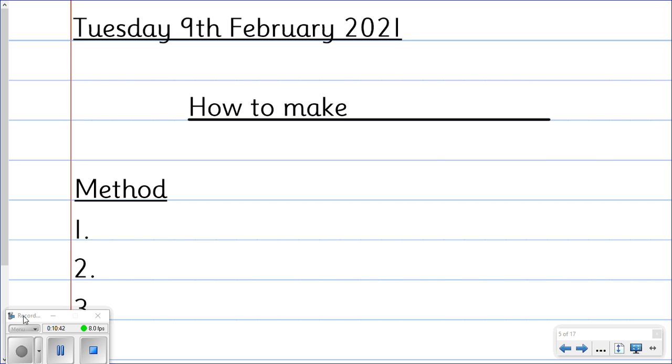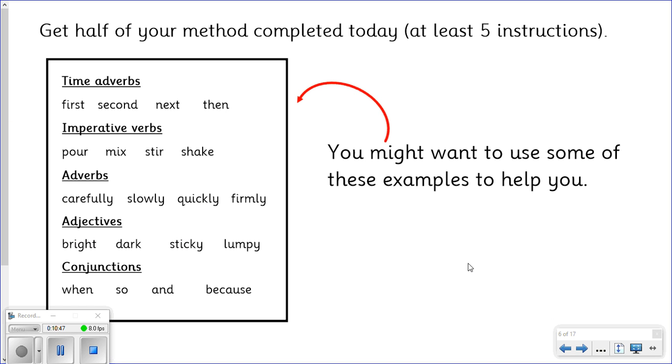All right. Now, what we want you to do today is to get half of your method completed. So we think that's going to be at least 5 instructions. There's going to be quite a lot of instructions in this for making your soup. There's quite a lot of things that you need to do. So we don't want you to do it all today. Don't rush and race. Get half of it done today, and then you're going to have some time tomorrow. So I'll come back to you tomorrow just to do a quick check-in, make sure that you're all okay. And then you can carry on tomorrow. So there is no rush to get this finished today.